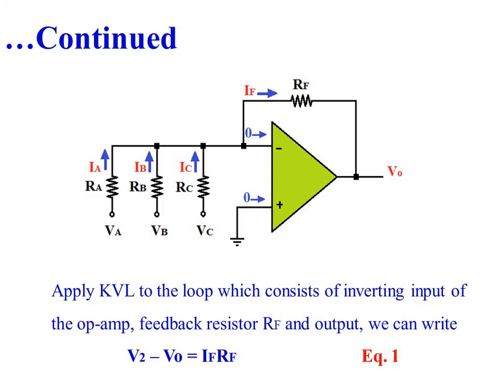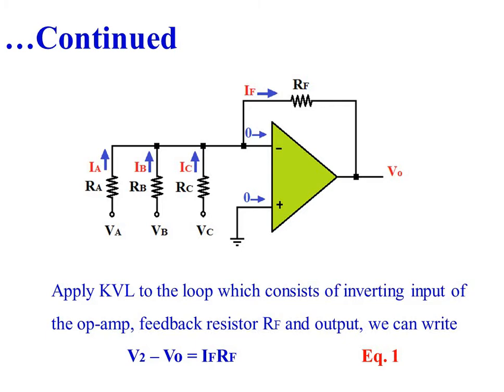Let us apply KVL to the loop which consists of the inverting input of the op-amp, feedback resistance RF and output. We can write V2 minus V0 is equal to IF RF. According to KVL, the voltage at the inverting input minus the output voltage is equal to the voltage drop across the feedback resistance RF.